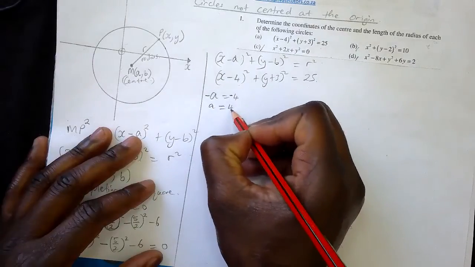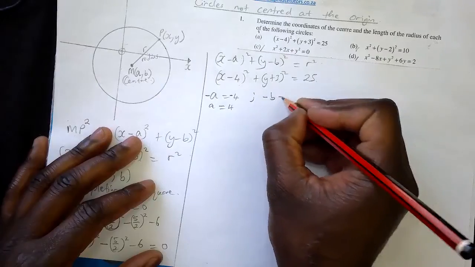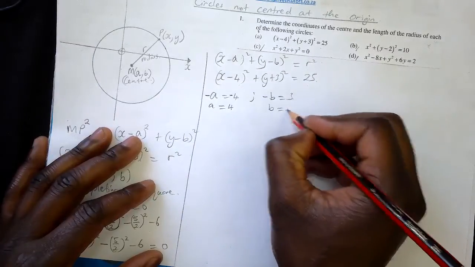A is equal to 4. Then what else are we looking at? We're looking at B. So we're going to say minus B is equal to positive 3. Then we divide by negative on both sides. B will be equal to negative 3.